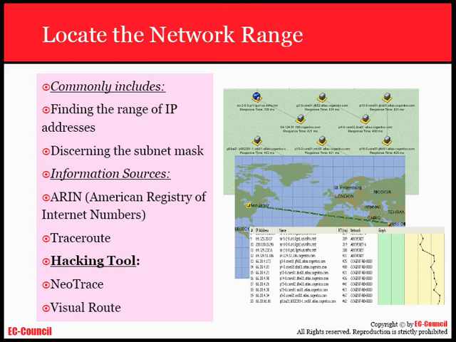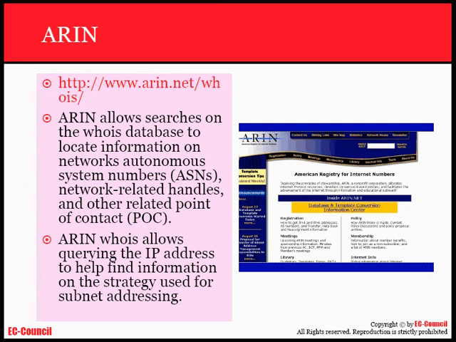He can also use simple tools like traceroute or something like NeoTrace or even Visual Route to find this different network information. So if you go to http://www.arin.net/whois, you can actually do a search on the ARIN database, and this will give you all kinds of information about the different system numbers and how the different networks are located. It also allows you to query the IP address to get the information they used for their subnetting. Like I said, once you have this information, it gives you more data that you can work with.